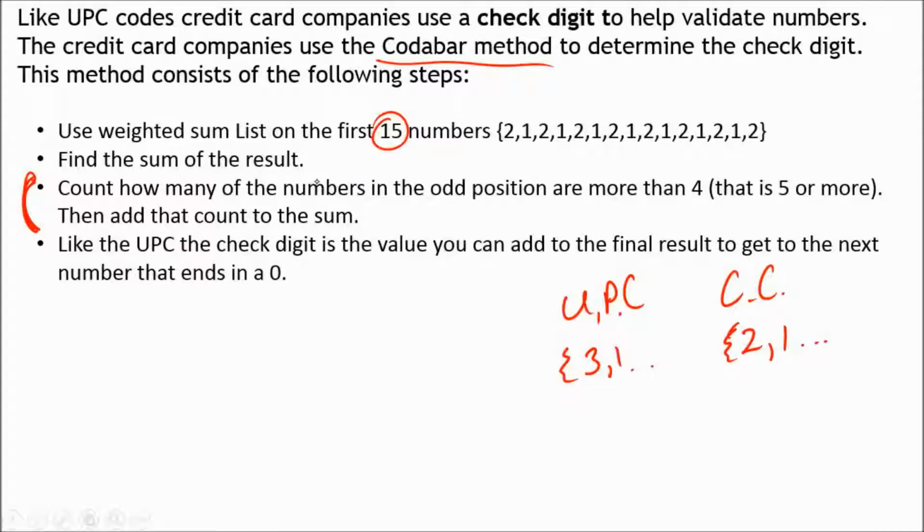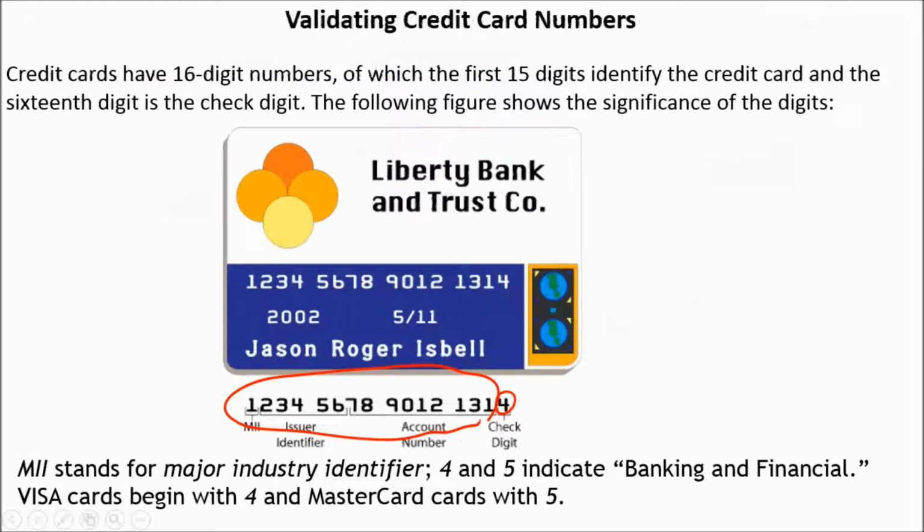Right, so if I look at a credit card over here for an example, to find the ones in the odd position that are greater than 4. This is the first position, so that's an odd position. There's a 3rd, 5th, 7th, 9th, right? That would be the 11th, 13th, and 15th position.